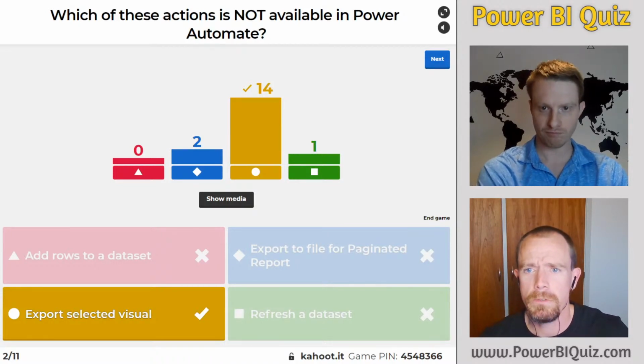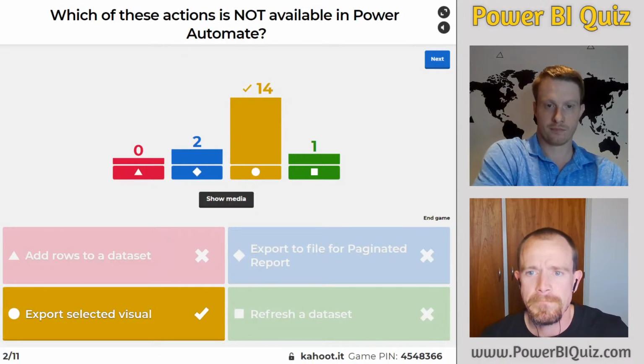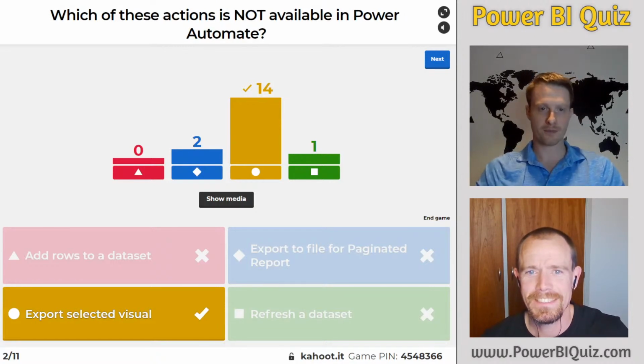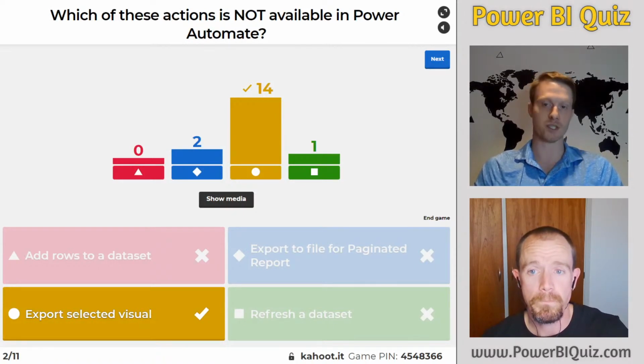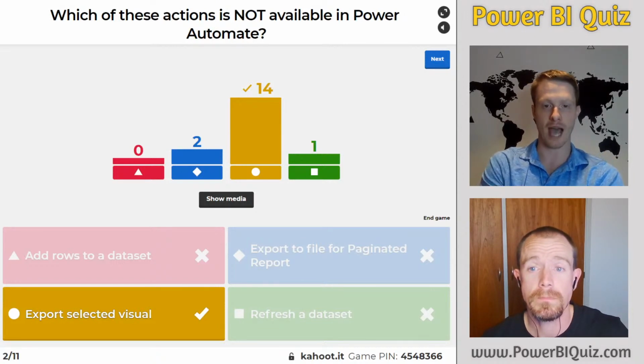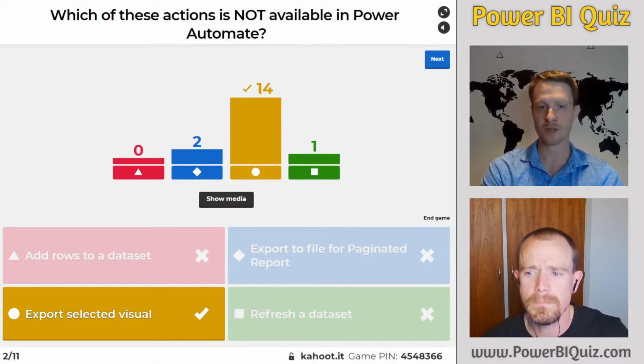So most people knew this one, Steve. Yeah, definitely. With Power Automate, you can take advantage of those APIs. Obviously, you need the correct licensing, but you can have a Power App embedded in a Power BI, which can add rows to a data set, export paginated, and refresh a data set. All those APIs are available in Power Automate, which is really, really awesome.